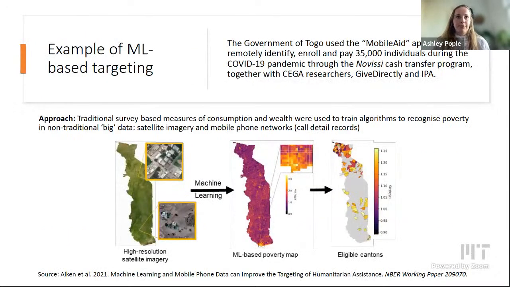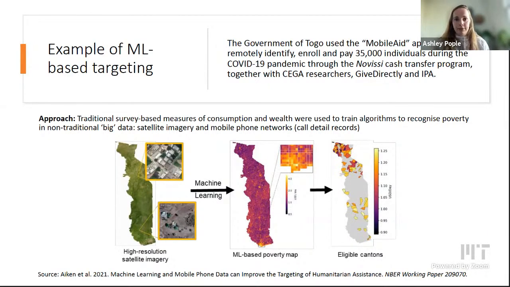So I'm just going to showcase a very cool paper that's by no means my own. It's a bunch of other academics, Aiken et al., who have this paper out, who are working very closely with Give Directly and the government of Togo. What these guys did is they worked with the government of Togo, who have a social protection program, to deliver cash. And they brought in machine learning through what they called the mobile aid approach to be able to target people in anticipation of a COVID lockdown.